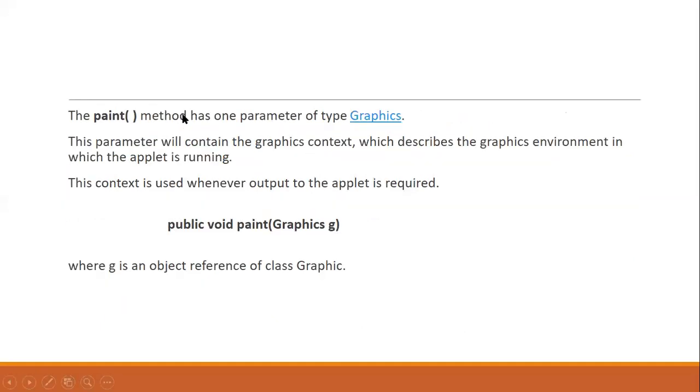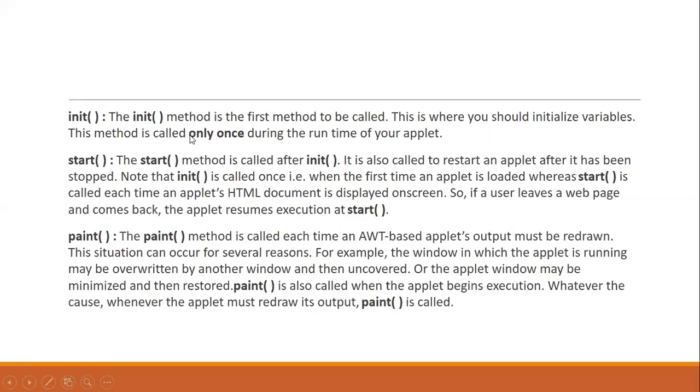And the very important point is that this method is called only once during the runtime of your applet. So init method is called only one time for an applet. When we begin the execution of the applet, the first method to be invoked is init, and it is called only once. You can initialize all the variables, because we want to initialize them only one time. Whatever activities or initializations you want to do before the execution of the applet, you can do in the init method.